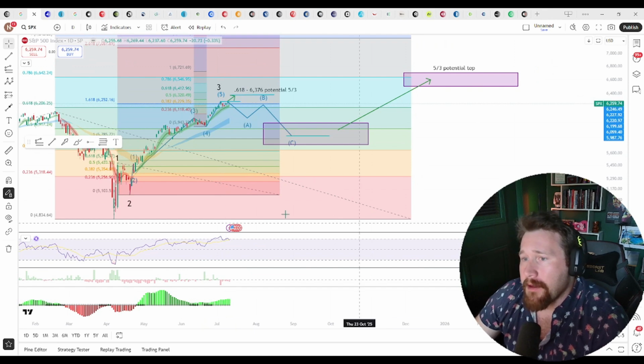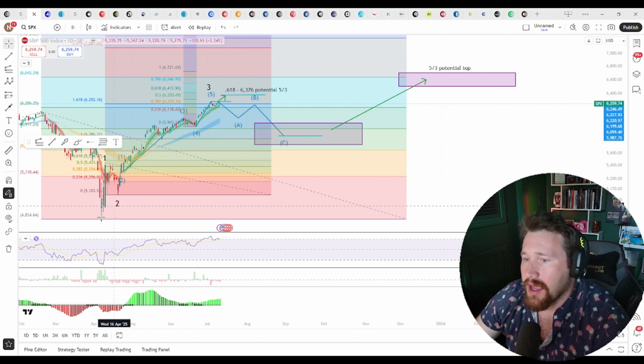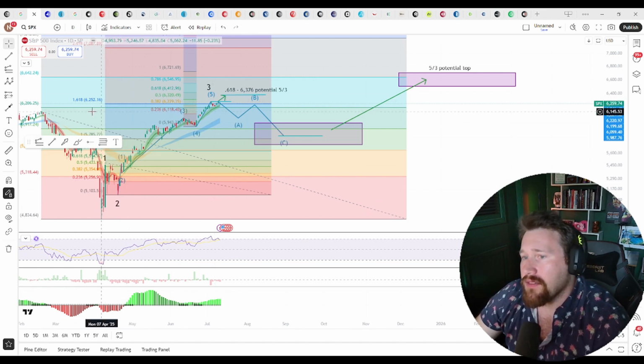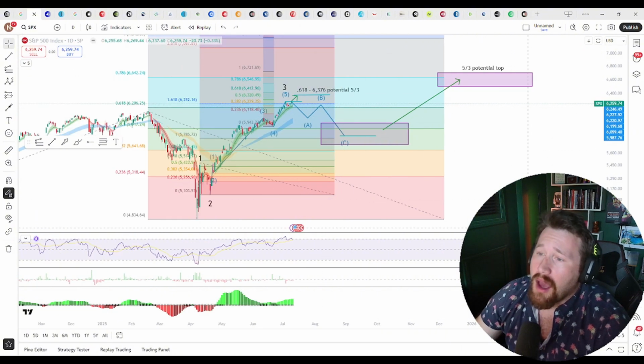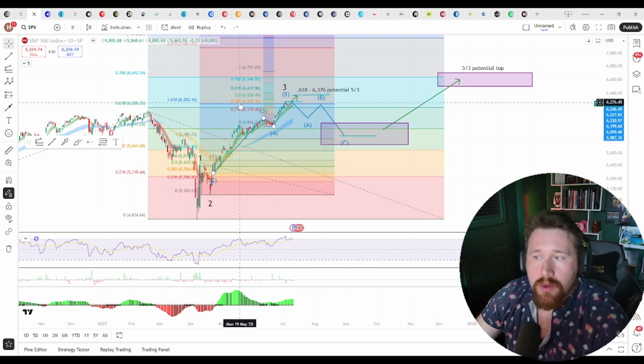Now, this 5, as you can see here for the 618, I pulled that from the bottom of the wave 1, okay? Use the fib extension tool here to wave 1, bottom of the 2. Gives you pretty much a perfect 1.618 extension, which would make this a top.